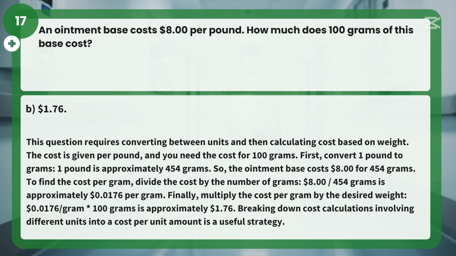divide the cost by the number of grams. $8/454 grams is approximately $0.0176 per gram. Finally, multiply the cost per gram by the desired weight. $0.0176 per gram * 100 grams is approximately $1.76. Breaking down cost calculations involving different units into a cost per unit amount is a useful strategy.